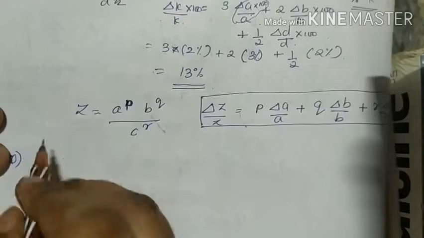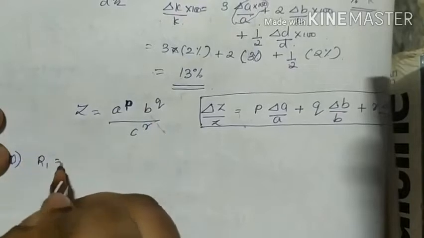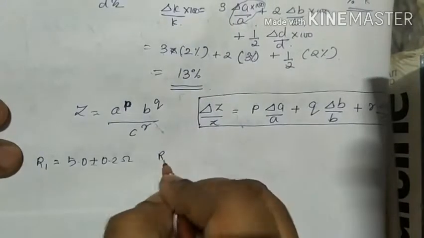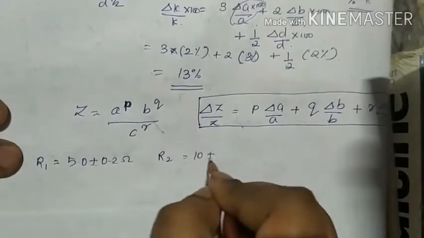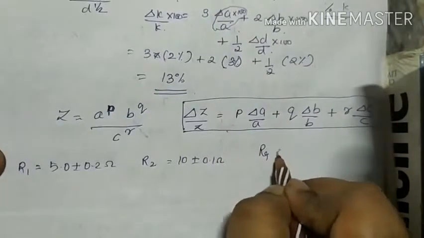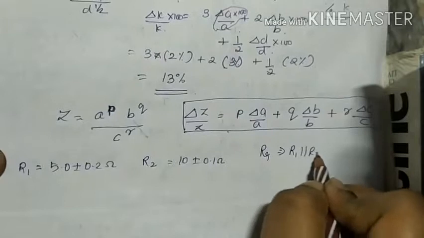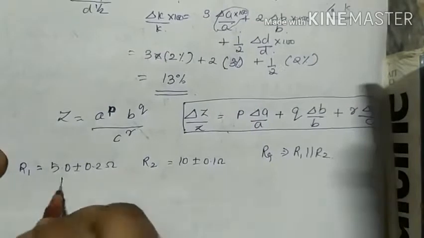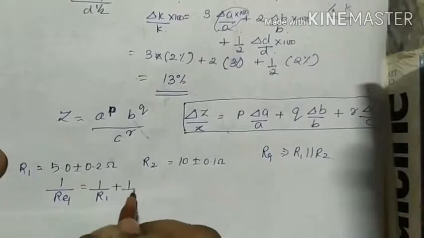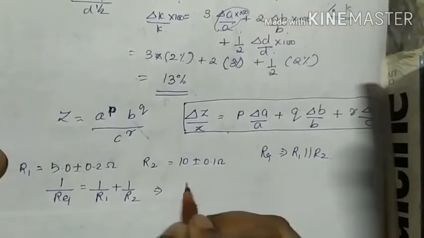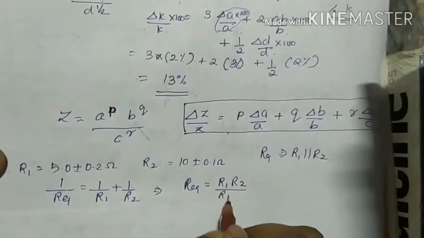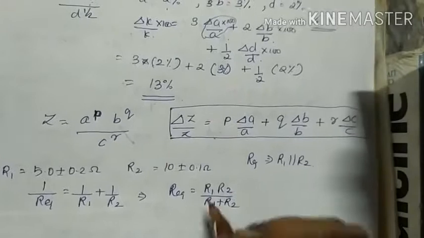Now the question is, R1 resistance is given as 5 plus or minus 0.2 ohm, and R2 is given as 10 plus or minus 0.1 ohm. You're asked what is R equivalent when R1 is parallel to R2. I hope you remember R equivalent when two resistors are parallel: 1 by R1 plus 1 by R2, or I can write R equivalent is equal to R1 R2 divided by R1 plus R2. This is something you have learned earlier.